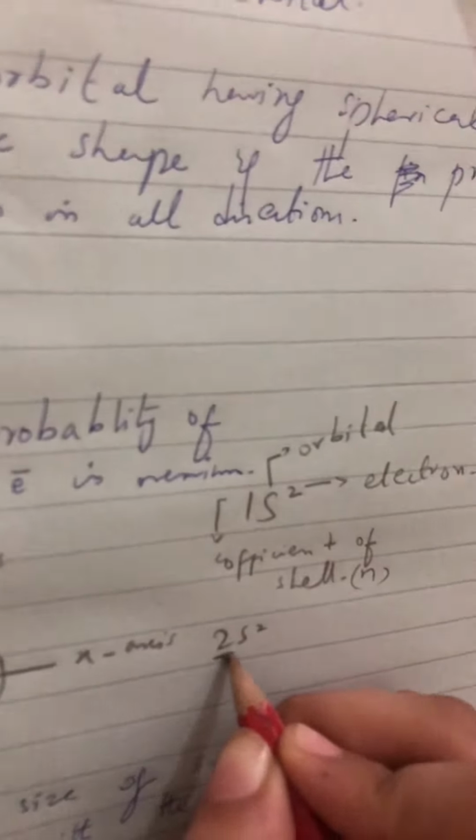Now another point I will write here. Dxy, dyz and dxz, and here dx square minus y square and dz square. These three will be between the axes and these two will be on the axis. As you can see, this is a bit on the axis, but these three were between the axes. So these were the shapes of orbitals. S orbital has a spherical shape, p has a dumbbell shape and d has a double dumbbell shape.